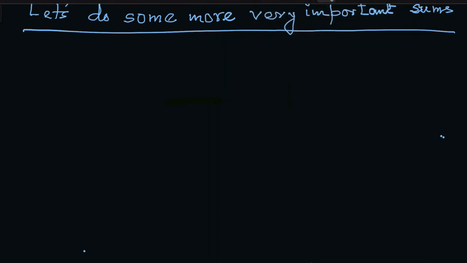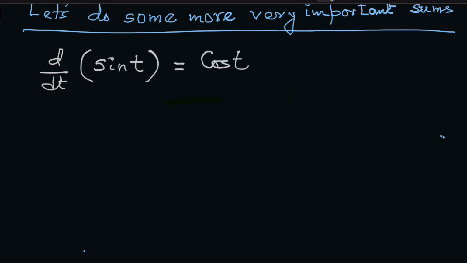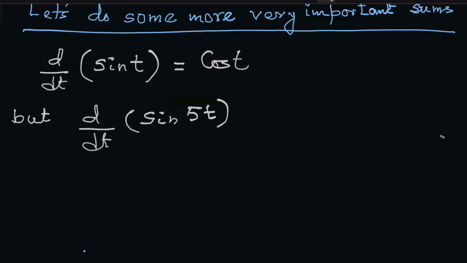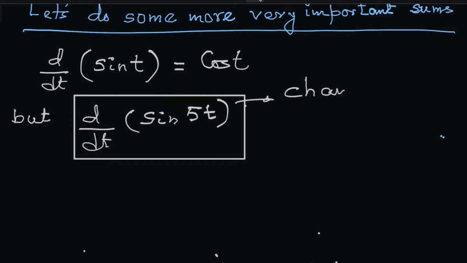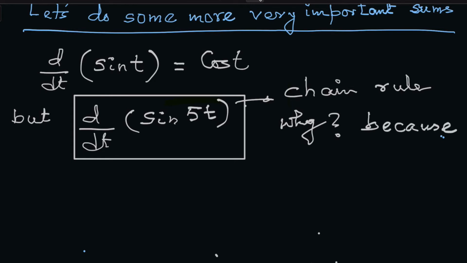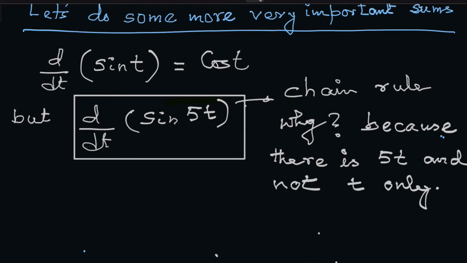Further important sums, change the color. D by dt of sine t is cos t, we know that. But d by dt of sine 5t, that means 5 times t, then it will not be done directly. You have to apply chain rule. Why? Because there is 5t and not t. That means this formula cannot be applied directly. It's 5t.